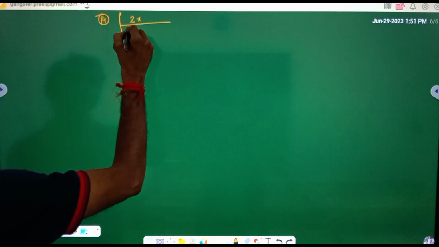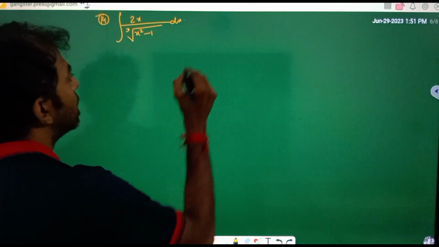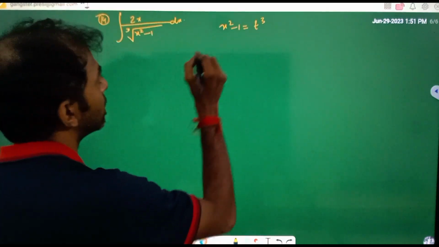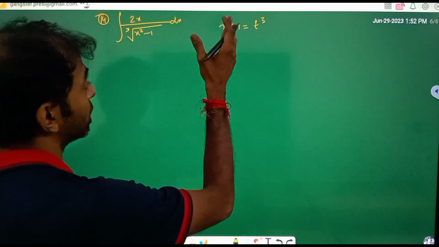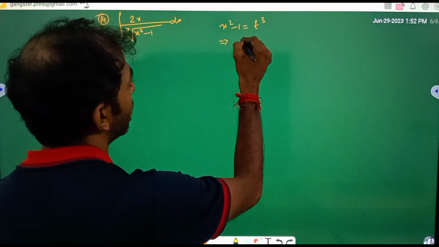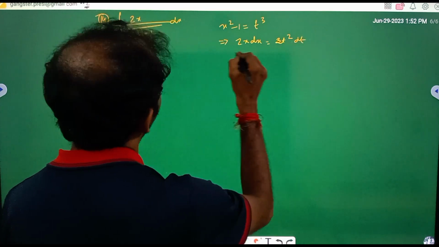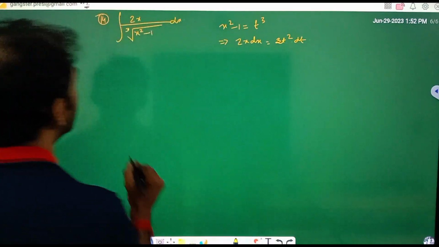The 14th problem is something like integration of 2x by cube root of x square minus 1, dx. That's our 14th problem. Now I'm going to substitute x square minus 1 as t cube, because a cube root has been given here. So if you differentiate both sides, we will get 2x dx here, and we will get 3t square dt, and hence 2x dx equals 3t square dt. Okay, no problem.